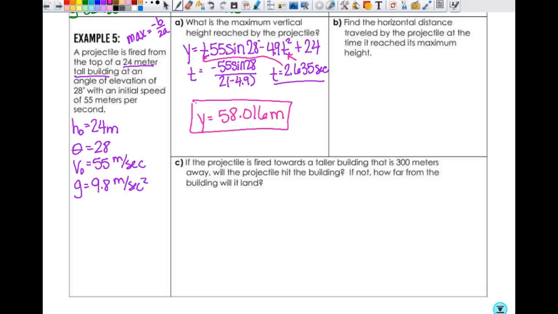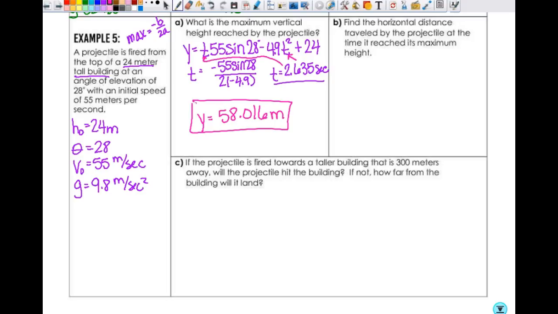Store that number just in case. Never know if you're going to need it or not, so keep it just in case. So we've got both of those. So then it says find the horizontal distance traveled by the projectile at the time it reached the maximum height.